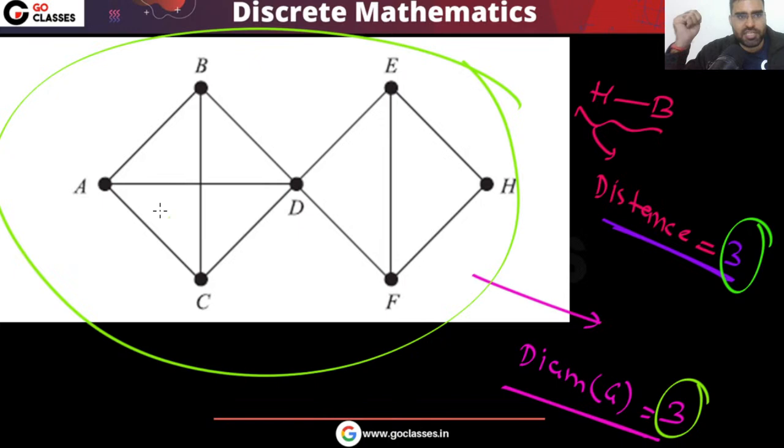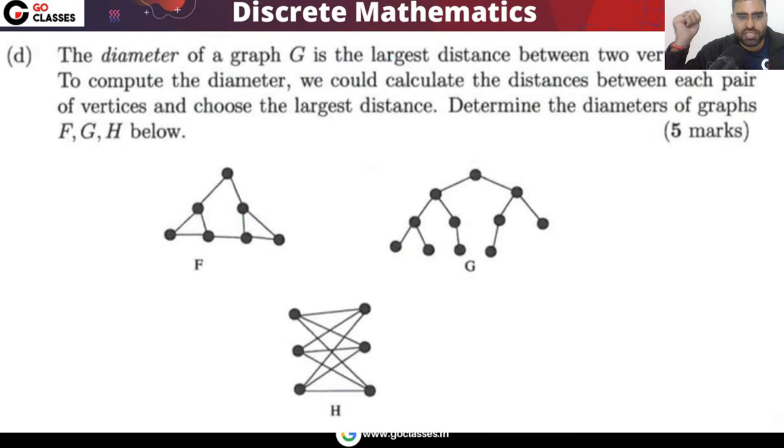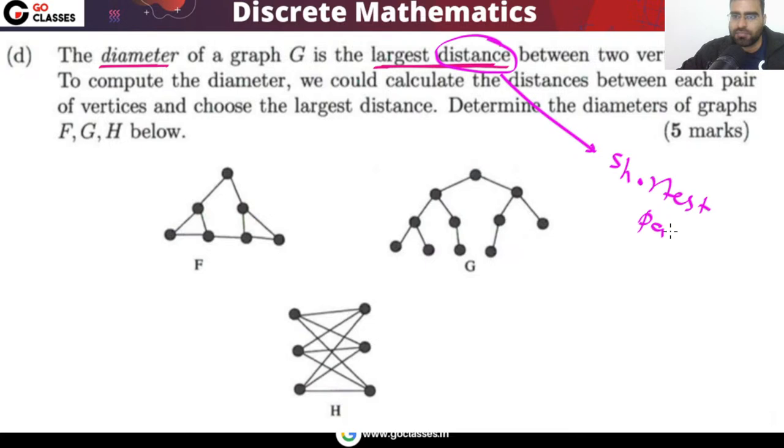Okay, let's move on. What is the answer for these questions? The definition is already given: the diameter of a graph is the largest distance. Distance is already the shortest path, right? This word distance is already the shortest path. So I can say it is the largest shortest path between any two vertices.